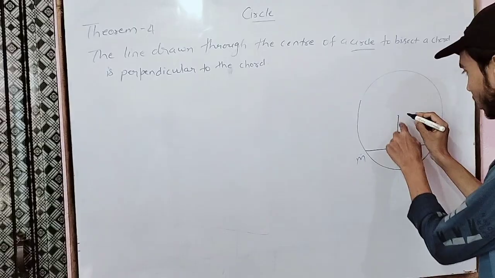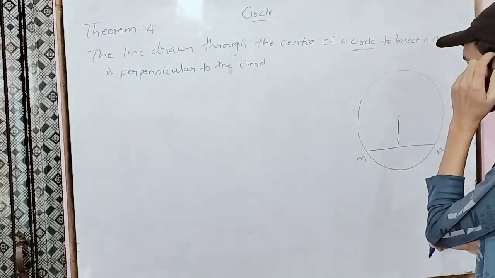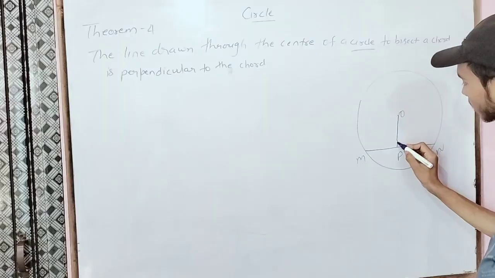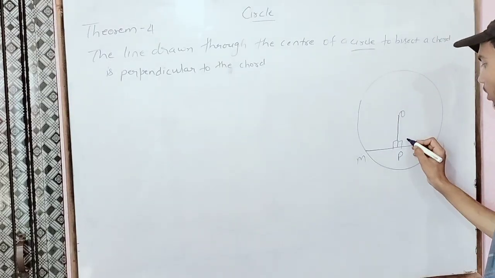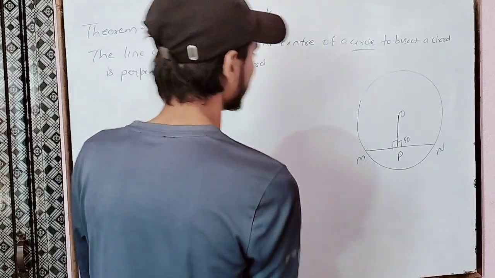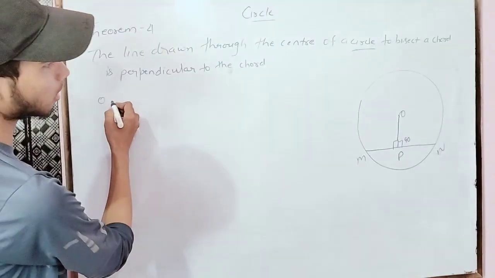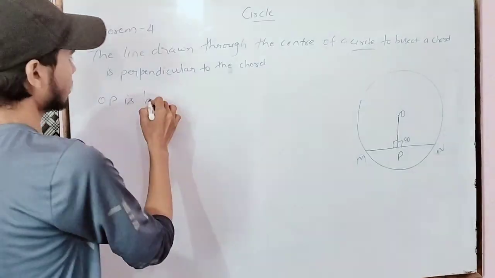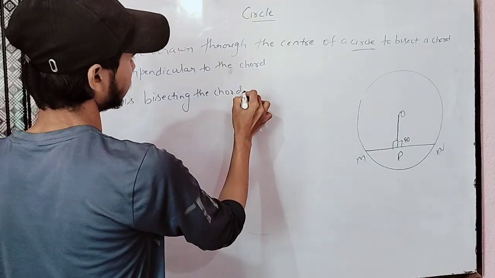So this line which is coming from the center is bisecting the chord. The chord is AB. So here it is making a perpendicular. Perpendicular is what makes a 90 degree angle. So here, OP is bisecting the chord.